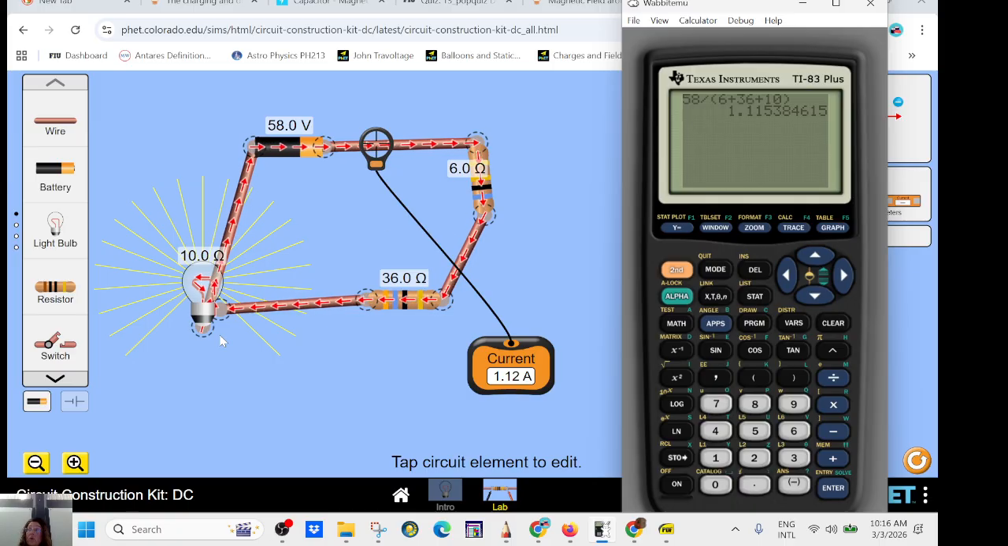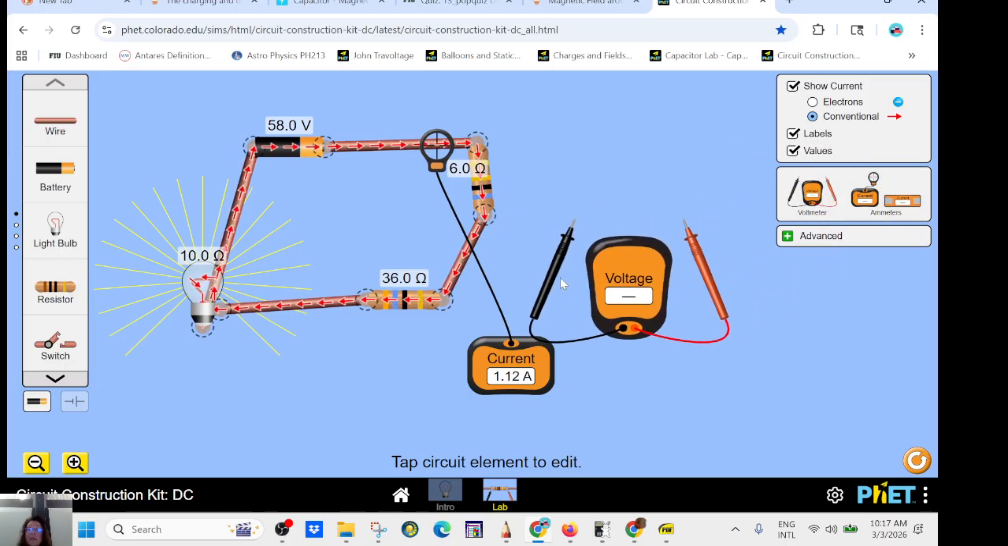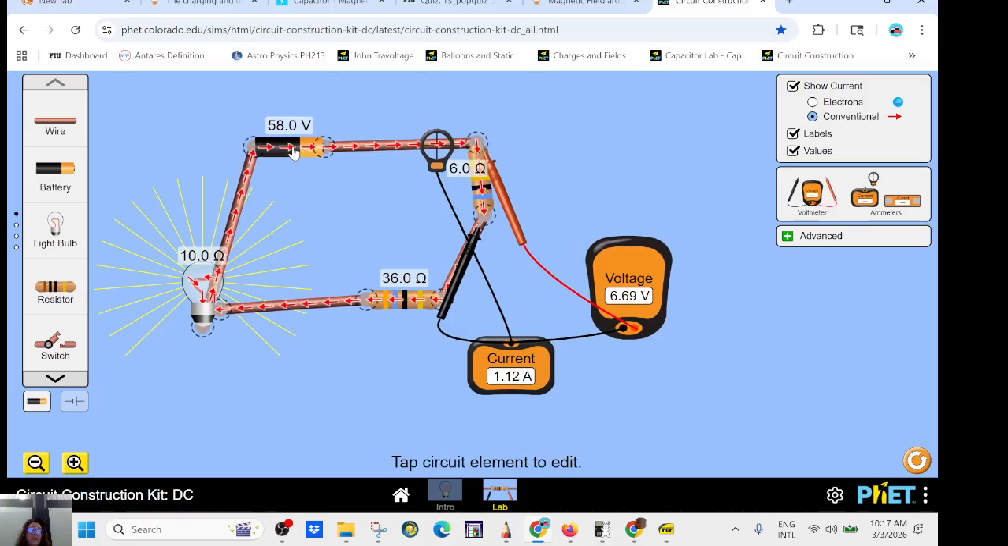As you increase the load, you're going to decrease the current, but you also decrease the voltage. No one is happy here. Everyone is complaining. Not only is the current less than it would be if it was alone, but the voltage also. You have voltage drop. So this one will be about 6 volts, compared to 58. So not happy, complaining a lot.